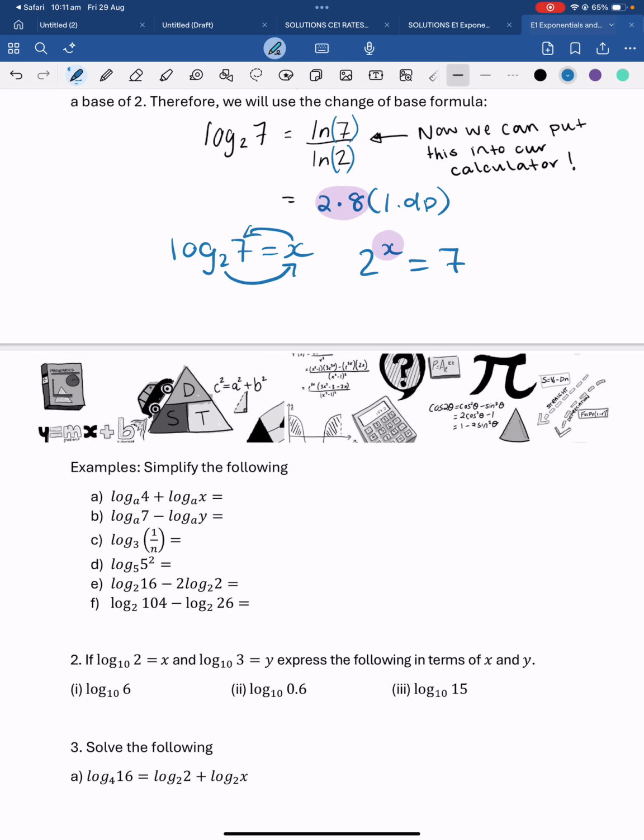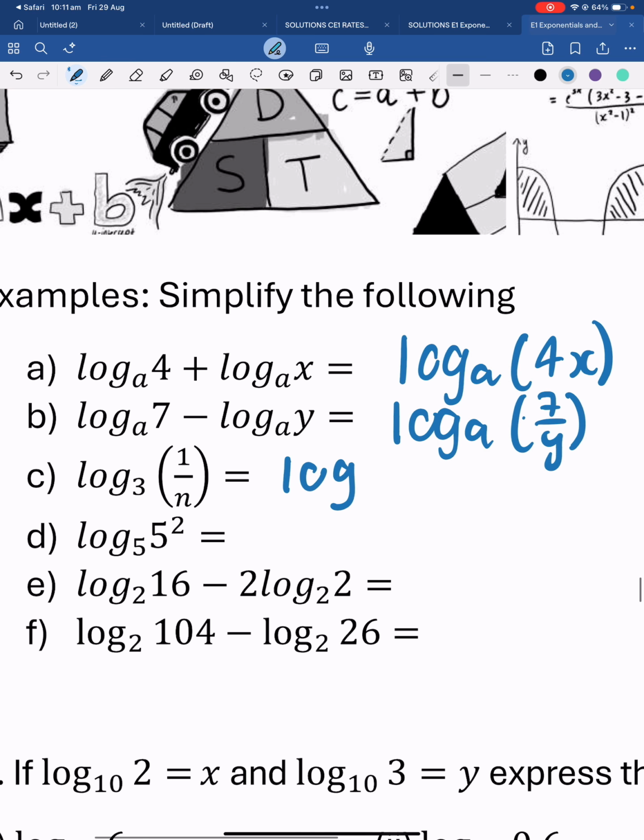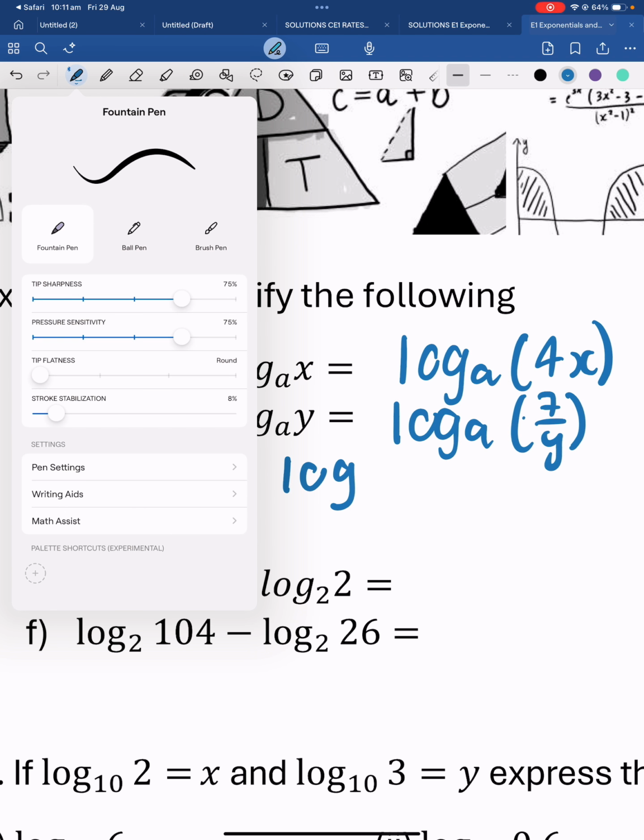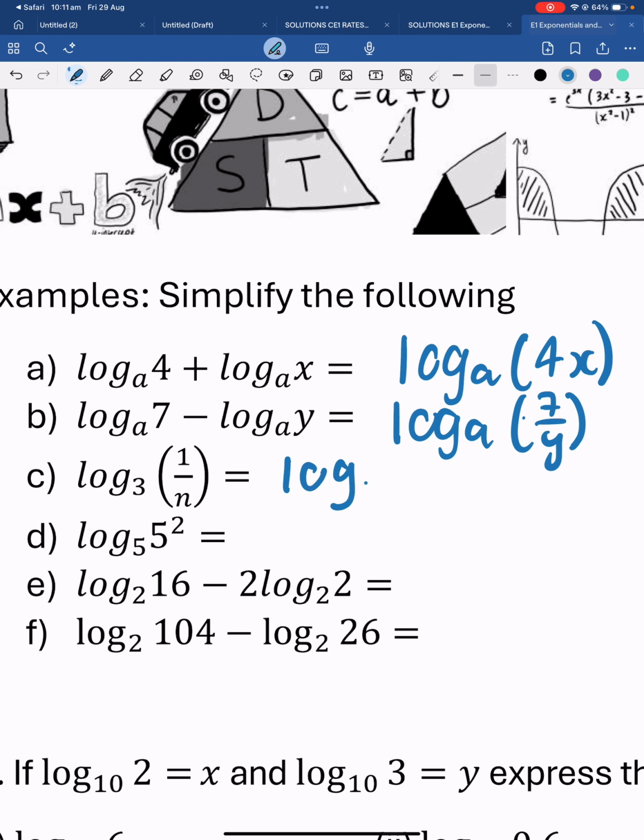Let's go. We've got some log laws here. If we are plussing, remember it's the same thing as timesing. So I could rewrite that as log A of 4 times x, which is just 4x. Minusing, same as dividing. So I could rewrite that as log A of 7 over y.